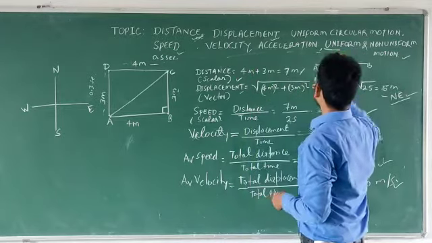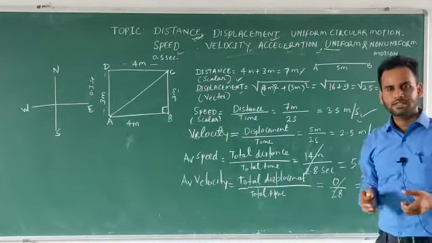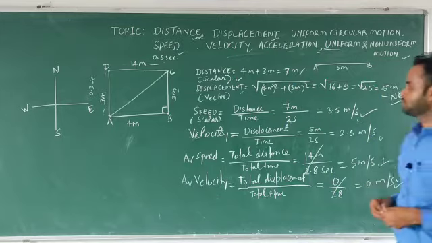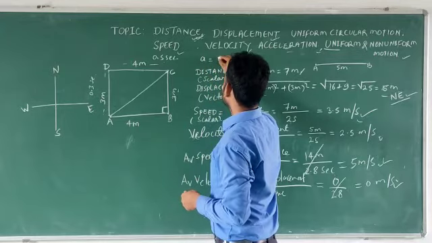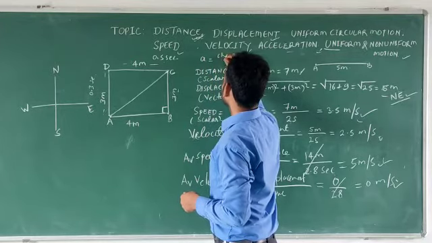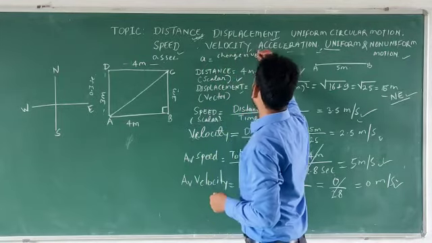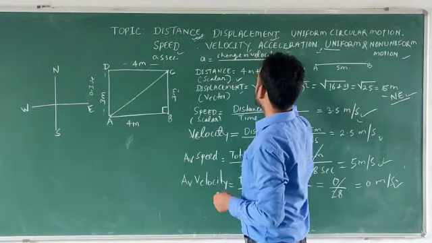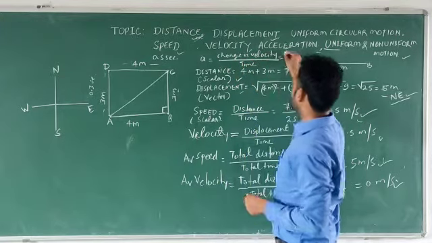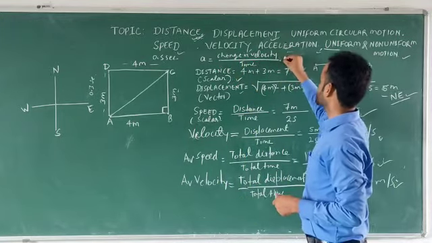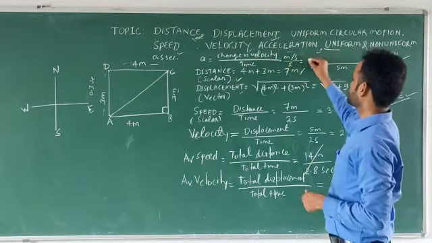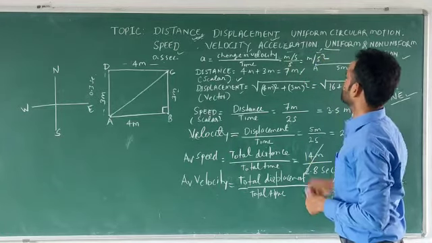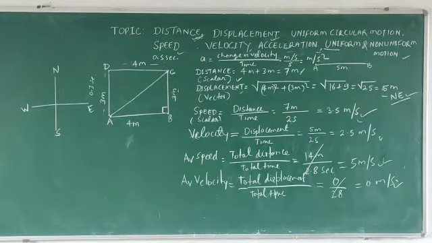Now we would talk about acceleration. So what is acceleration? Acceleration is the change in velocity with respect to time. So the formula would be acceleration equals change in velocity divided by time. The SI unit of velocity is meter per second and the time is in seconds. So the SI unit of acceleration would be meter per second square.